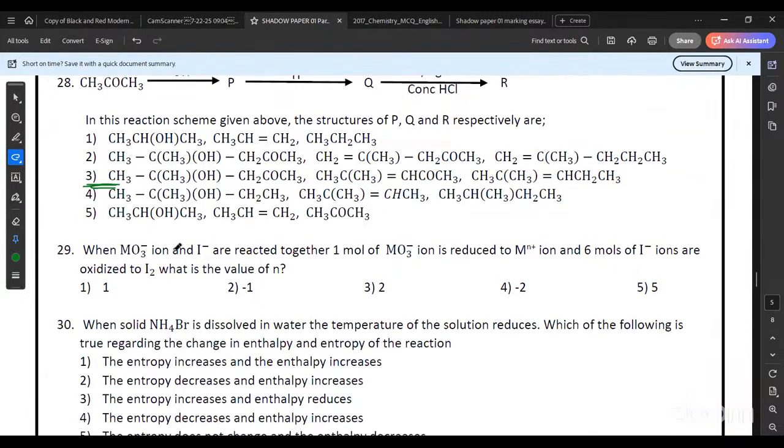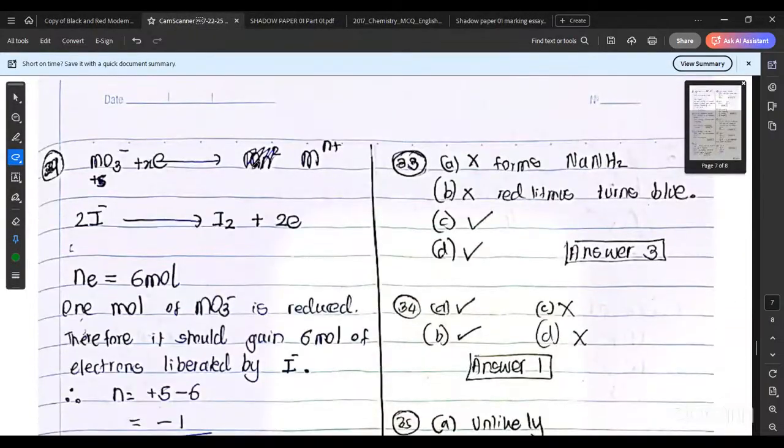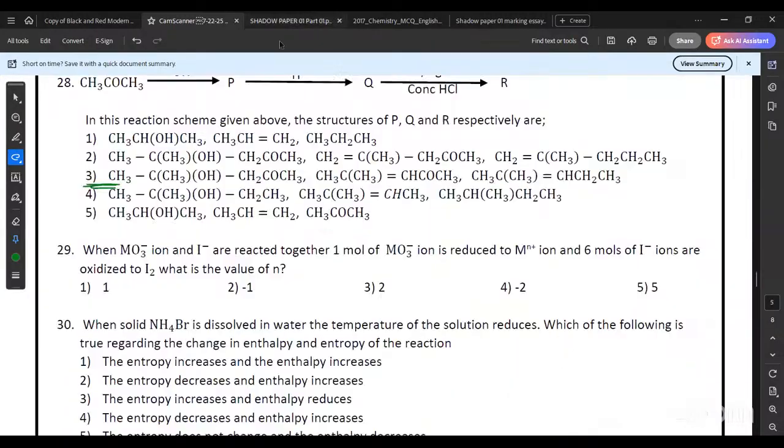This question. Here, MnO3 minus will reduce to Mn^n+. When MnO3 minus ion and I minus are reacted together, 1 mole of MnO3 minus is reduced to Mn^n+ and 6 moles of I minus are oxidized to I2. So this one is reducing and this one is oxidizing. What is the value of n?